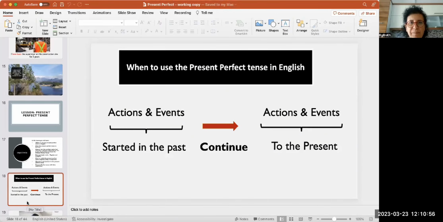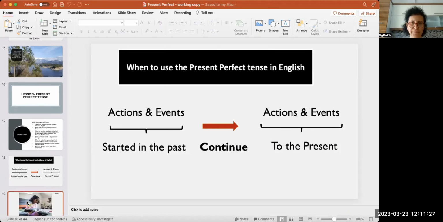To use the present perfect tense in English: actions and events that started in the past and continue to the present. And we were giving you many, many examples in our warm-up of actions and events that started in the past that continue in the present.